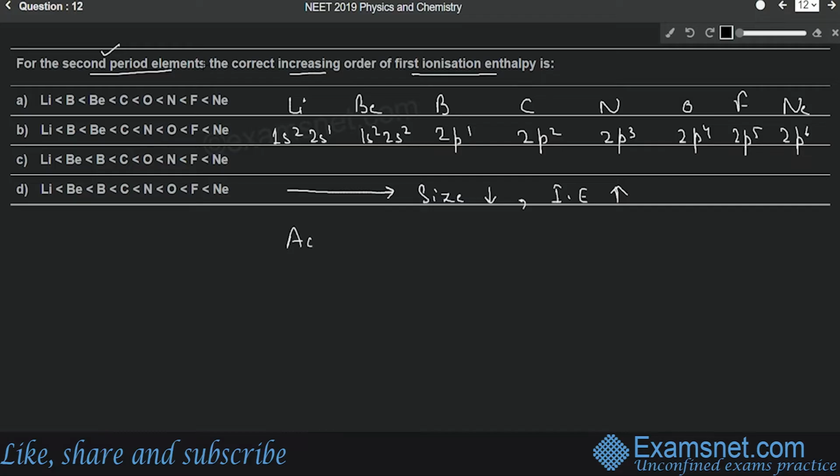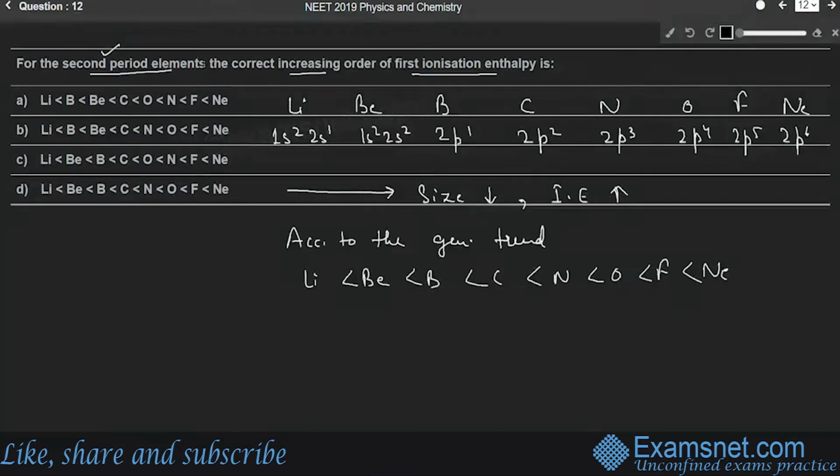Okay. So, according to the general trend, the order should be like this: lithium, then beryllium, then boron, then carbon, nitrogen, oxygen, fluorine and neon. But there are some exceptions. As you can see, in case of beryllium, it has completely filled 2s orbital, okay, and in case of nitrogen it has half filled p orbital. Therefore these two will be more stable as expected, okay. So they will be having more ionization enthalpy as compared to the next element, okay.